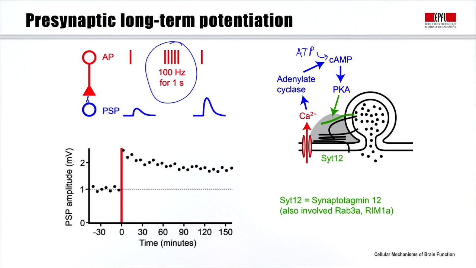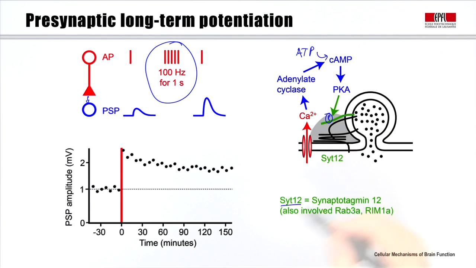Cyclic AMP is an important signaling molecule that activates another protein called protein kinase A, and that phosphorylates one of our favorite proteins here in the release machinery, a synaptotagmin, not the standard synaptotagmin that's responsible for calcium-dependent release, but another one, another isoform, synaptotagmin 12, at least in some cases where it's been studied.